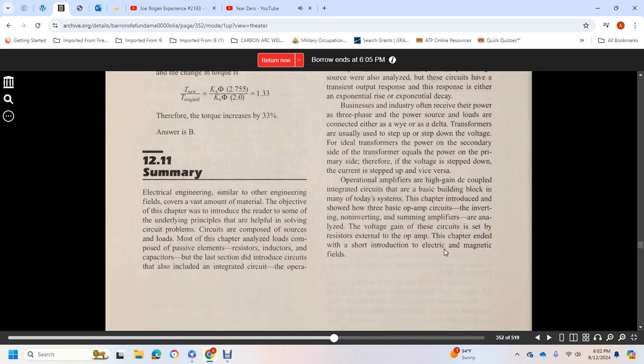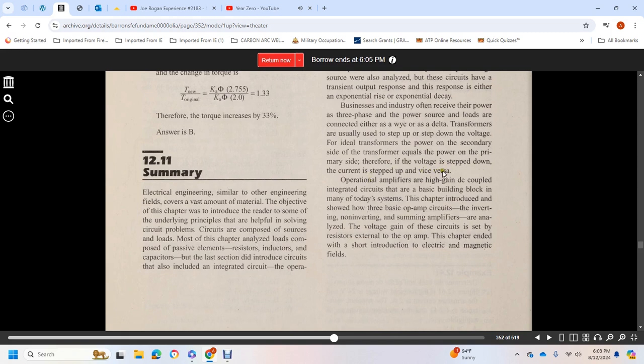Business and industry often receive three-phase power, with loads connected in either a wye or delta configuration. Transformers are usually used to step up or step down voltage. For ideal transformers, the power on the secondary side is equal to the power on the primary side. Therefore, when the voltage is stepped down, the current is stepped up, and vice versa.